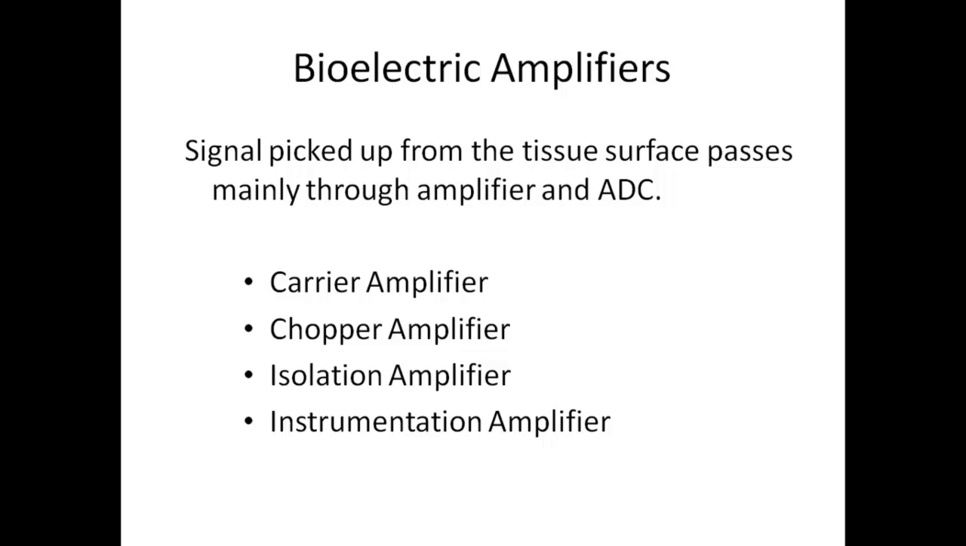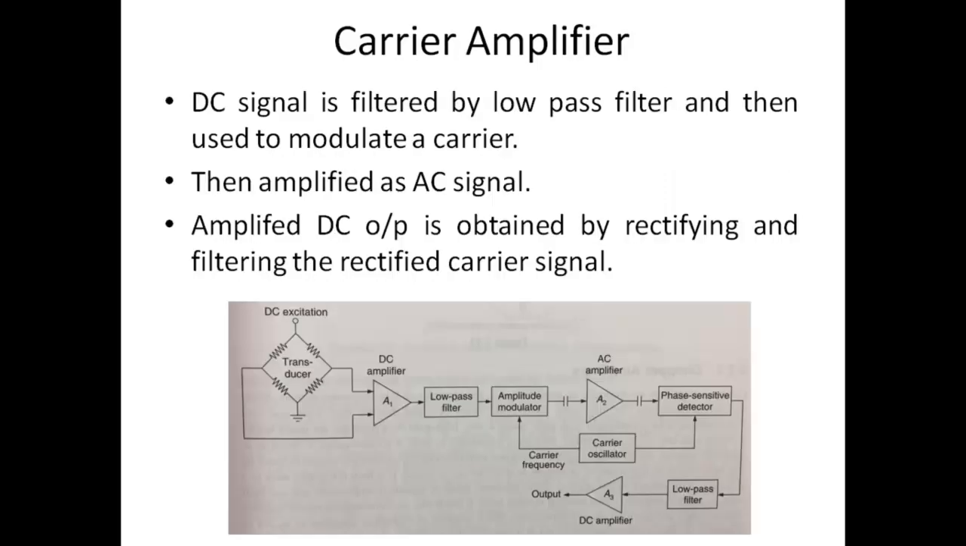So we need well-designed amplifiers which can amplify such a small magnitude of signal, and then once amplified we can use it for transmission, display, or any other further processing. Over here we are going to talk about some of the amplifiers designed for biomedical purposes. Although there are many amplifiers, we are going to talk of the main four types: carrier amplifier, chopper amplifier, isolation amplifier, and instrumentation amplifier.